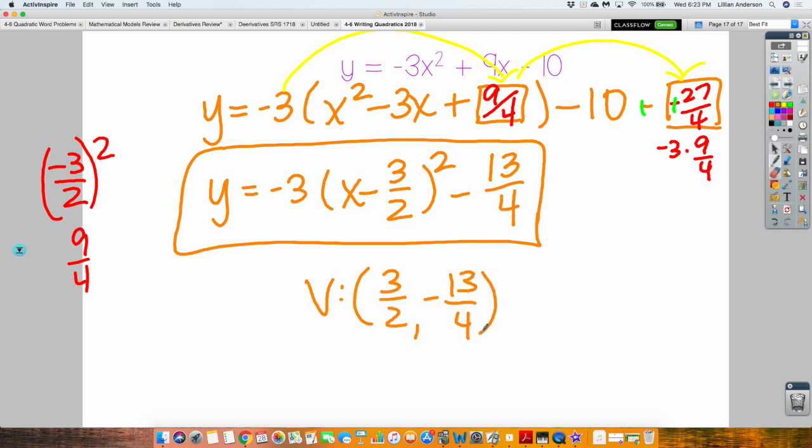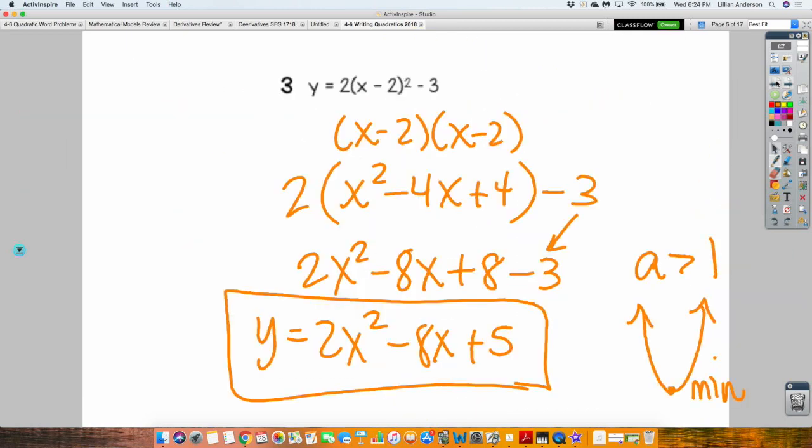Okay? That is how you go from standard form to vertex form, and the other problems were how you go from vertex form to standard form. Going from vertex form to standard form, I feel is a lot easier, but you got to know both ways. All right.